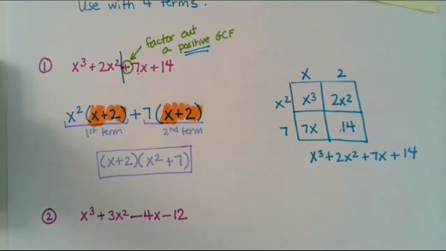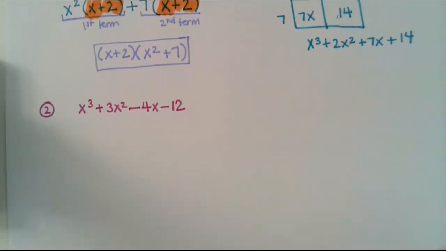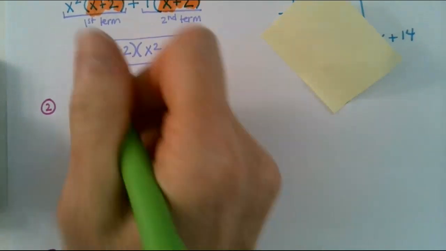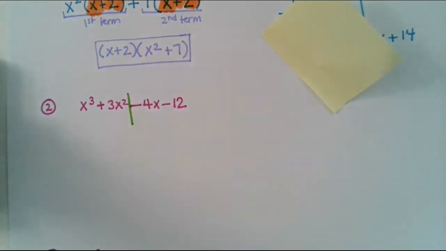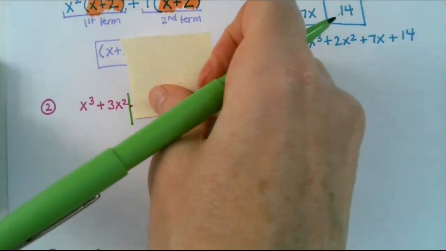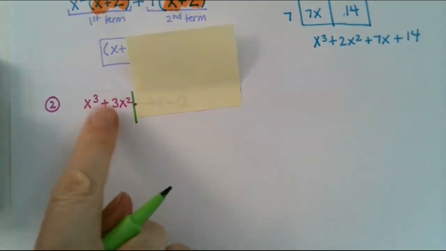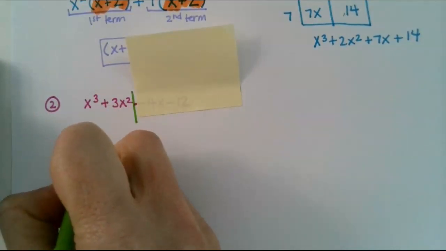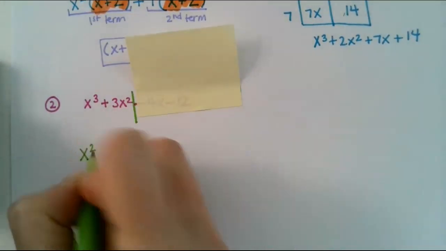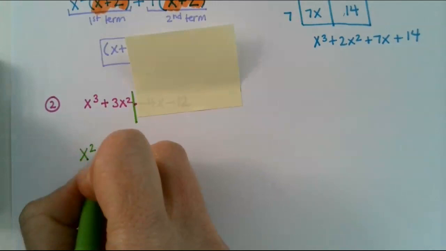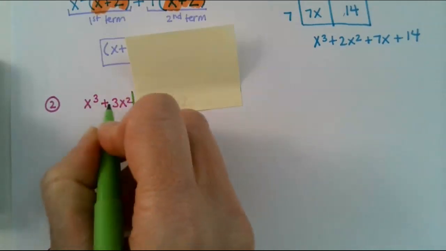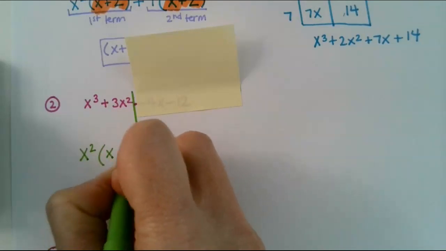So let's try this factoring by grouping again. Get my Post-it note ready because I'm going to use it. I got my two groups. I'm going to split them off. I'm going to completely ignore the second group and only find the greatest common factor of this group. I see they both have an x in common. Take the lowest exponent, so I'm going to divide x squared out of everybody. x cubed divided by x squared is x. 3x squared divided by x squared is 3.